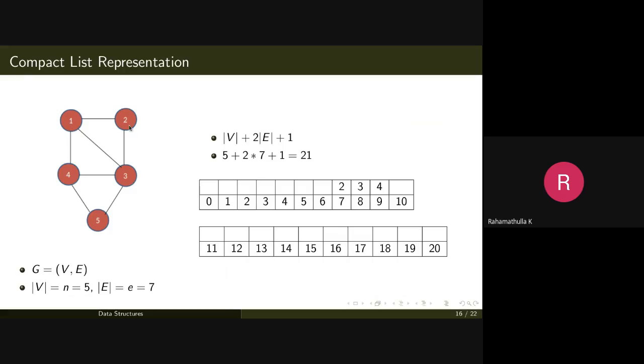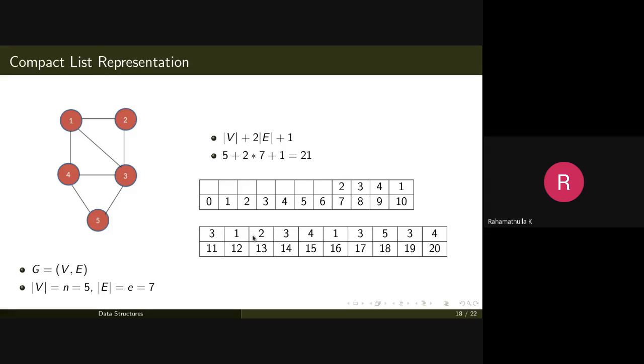So the edge from 1 to 2, we'll mark 2 here. Then there is an edge from 1 to 3, we'll mark 3 here. There is an edge from 1 to 4, we'll mark it here. So the first vertex is over. Then we'll take the next vertex, vertex 2. Vertex 2 has an edge from 2 to 1 and 2 to 3. So we'll keep on adding like this. For vertex 3, there is an edge from 3 to 1, 3 to 2, 3 to 4, and 3 to 5.